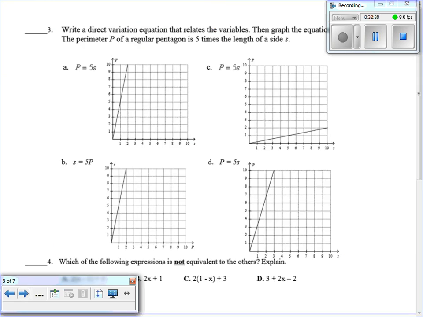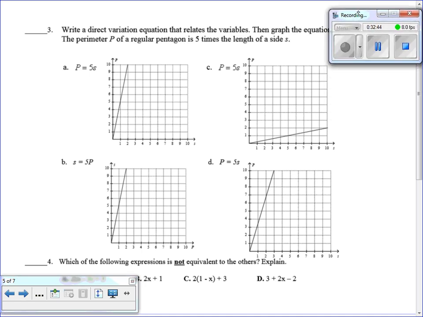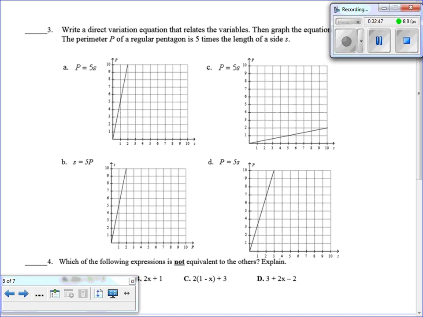5, it says write a direct variation equation as it relates the variable, then graph the equation. The perimeter of a regular pentagon is 5 times the length of the side. So we have P is equal to 5 times S. Now, we can get rid of this one, but we do have to look at the other 3 graphs. We need to figure out which one goes through the origin, they all do, and which one is increasing by 5 every, has a slope of 5 over 1. So this graph has a slope of 5 over 1.